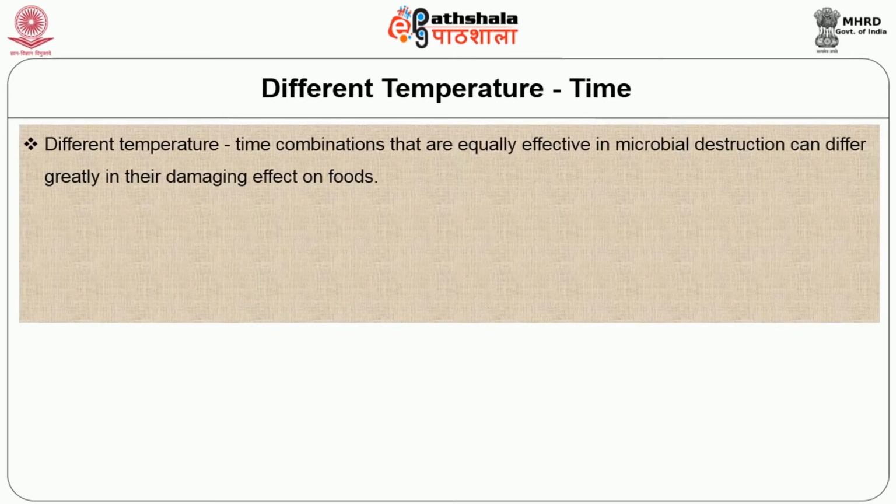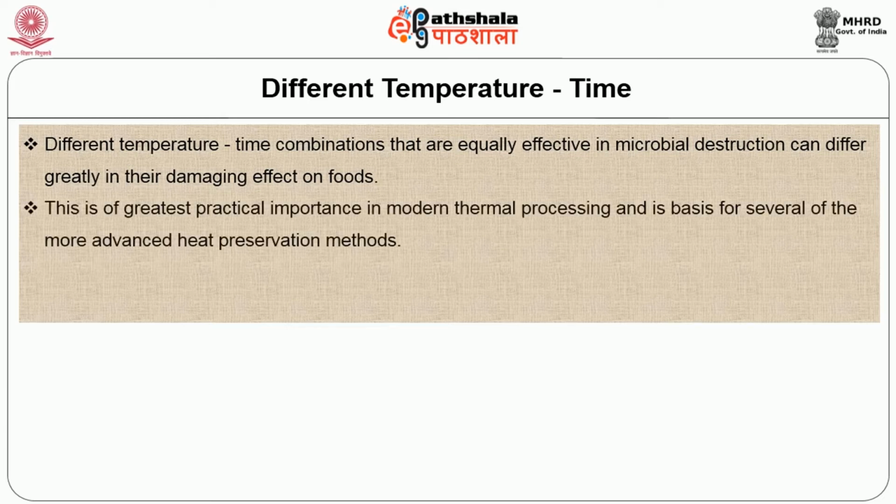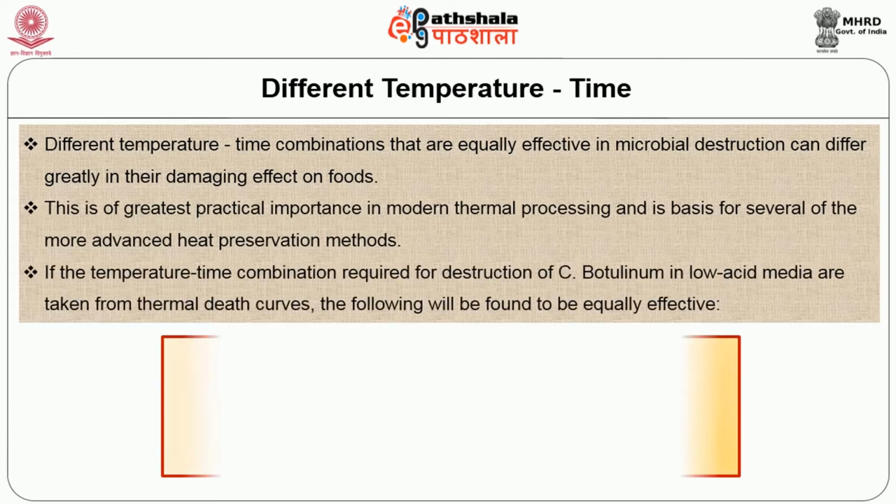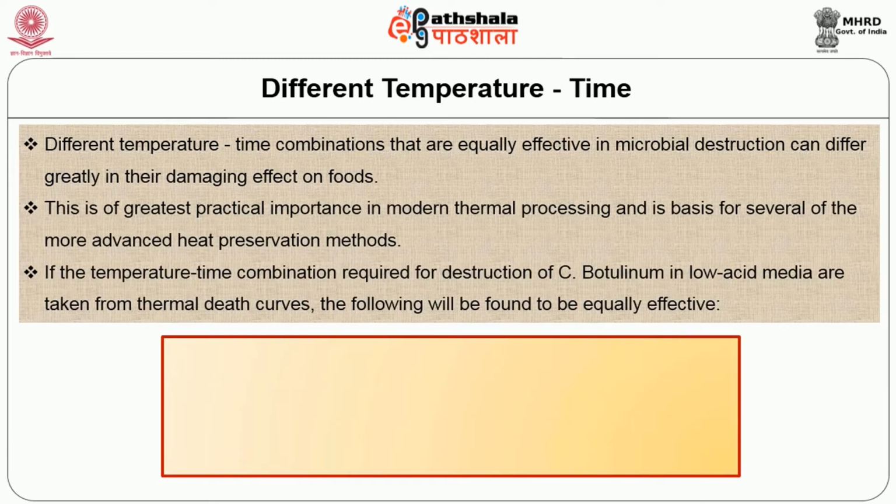Different temperature and time combinations that are equally effective in microbial destruction can differ greatly in their damaging effect on foods. This is of greatest practical importance in modern thermal processing and is the basis for several of the more advanced heat preservation methods. If the temperature-time combinations required for destruction of Clostridium botulinum in low acid media are taken from the thermal death curves, the following will be found to be equally effective.